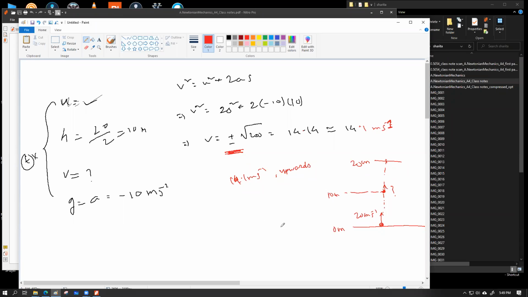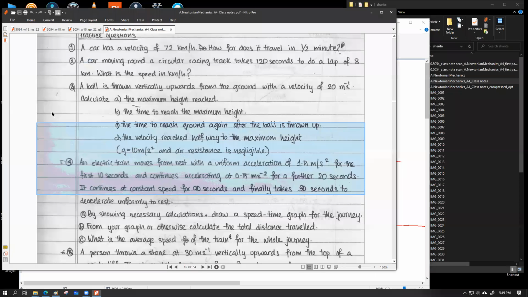Was this part understood by everyone? Yes, sir. Any question? Sir, is it 14.14? Yes, 14.14. I wrote it in 3 significant figures, that's why I wrote 14.1. Okay, sir. So this was that.